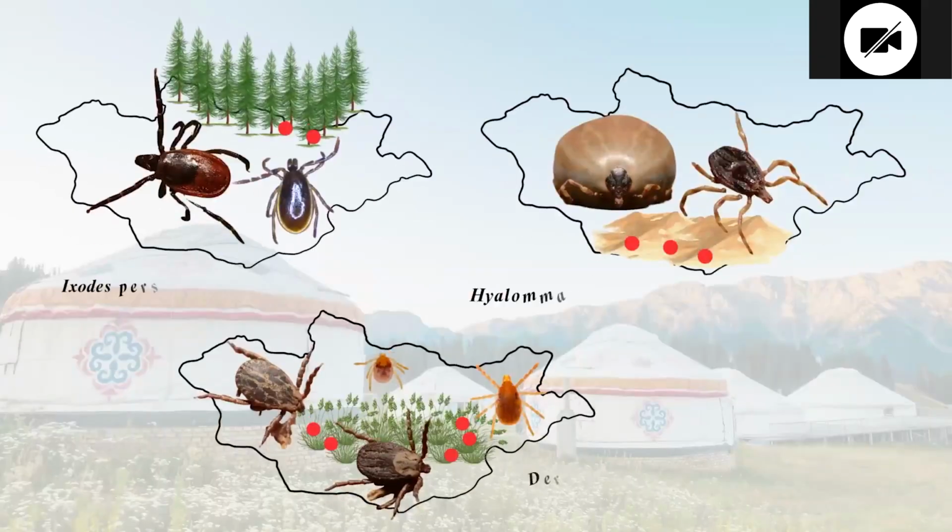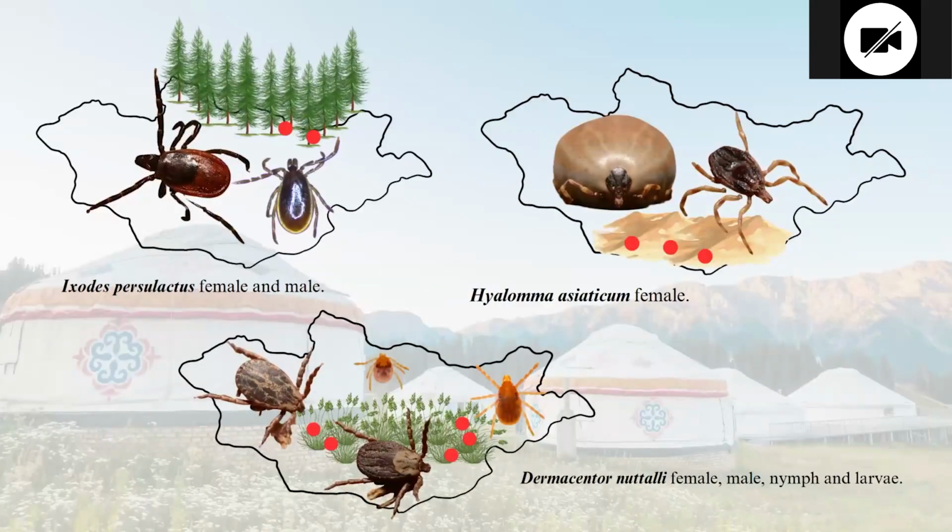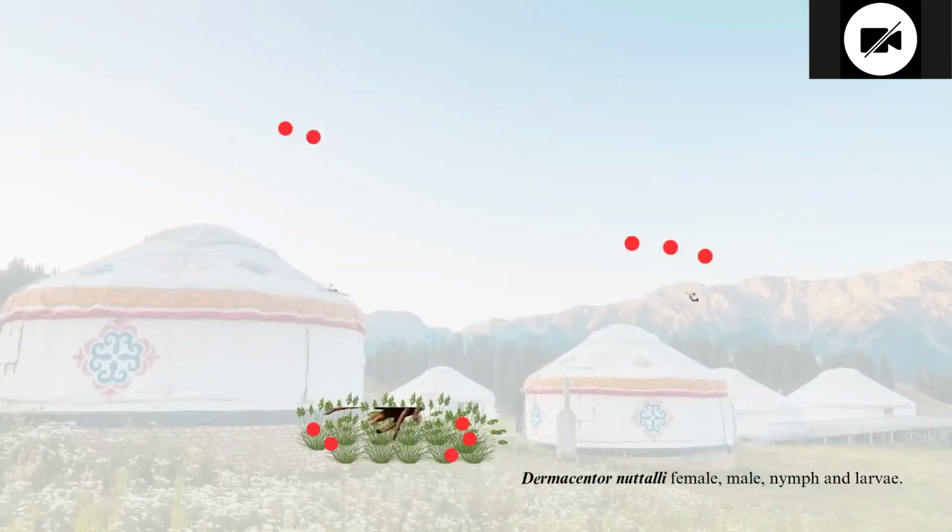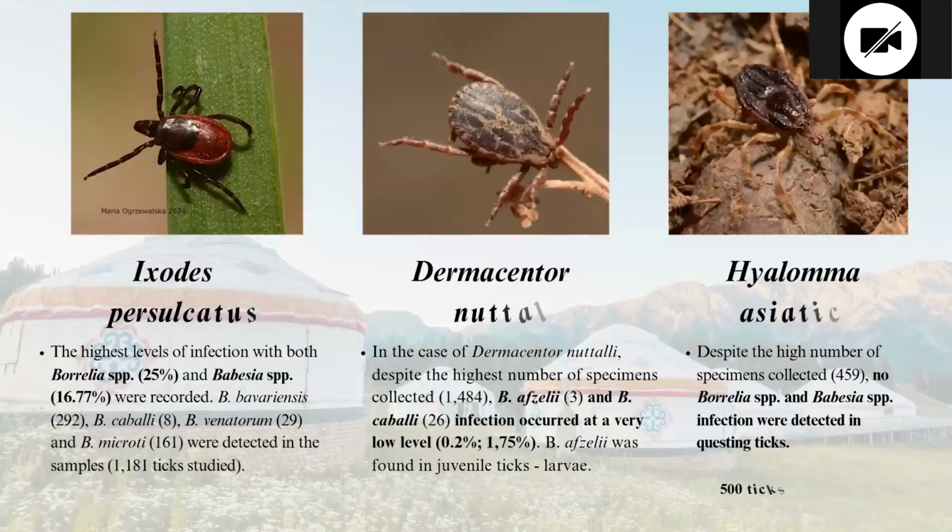During these two field expeditions, we collected three tick species: Ixodes persulcatus, Hyalomma asiaticum, and Dermacentor nuttalli. The highest level of infection for Borrelia and for Babesia we discovered in Ixodes persulcatus, and we discovered Borrelia bavariensis, Babesia caballi, Babesia venatorum, and Babesia microti in these ticks.